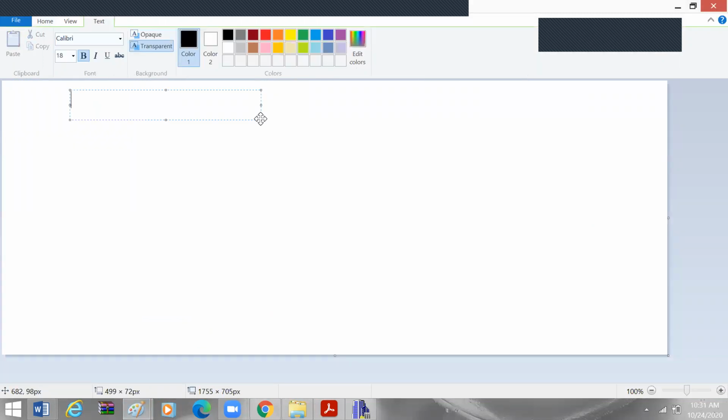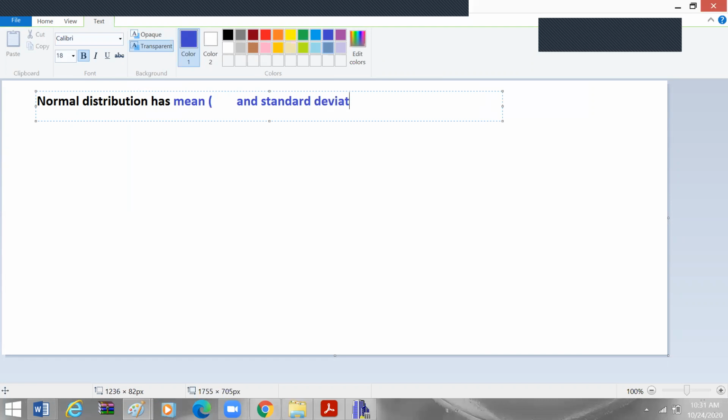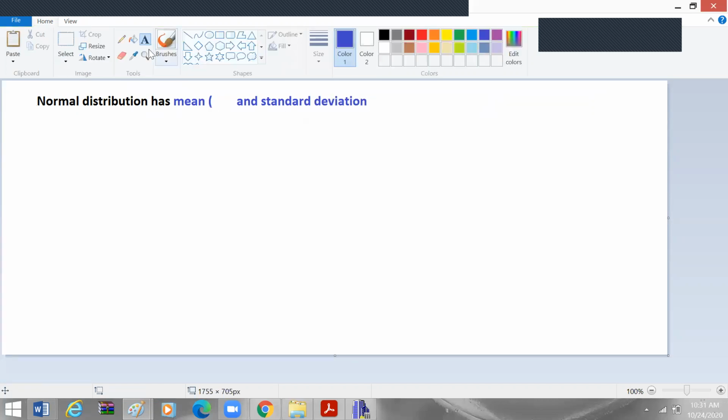So the normal distribution has a mean and a standard deviation. The mean is called mu, something that we have learned, and then the standard deviation is sigma. So the mean uses the letter mu, something we have learned.